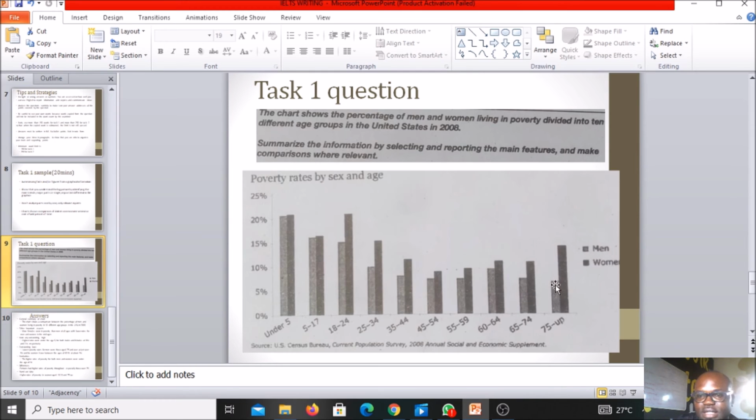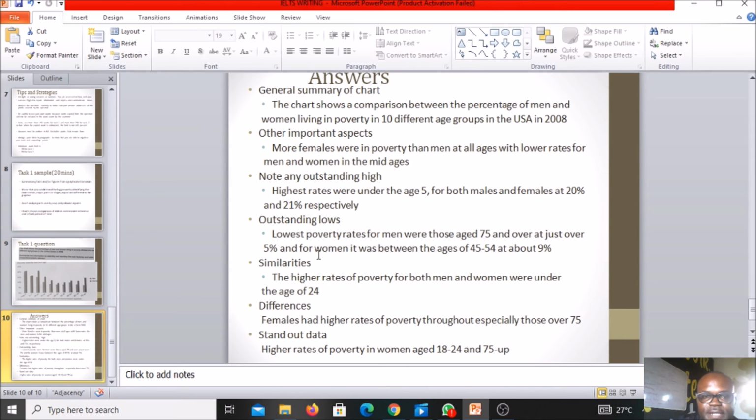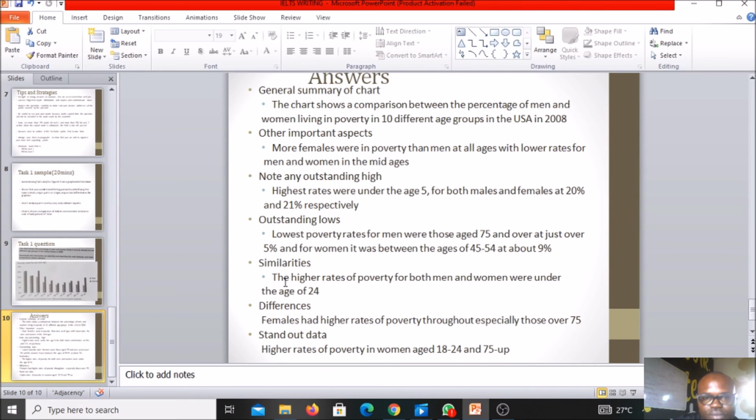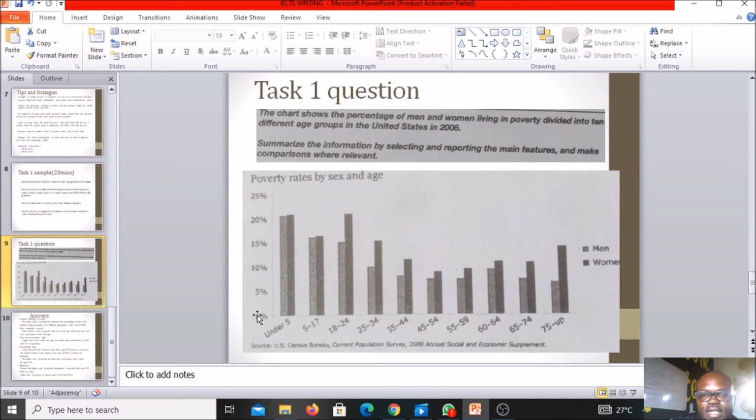So outstanding lows for men and for women. You can see that this is the lowest for men at 75 and up, whereas for female, this is where we have 45 to 54. So that is the point that is made here. Now you look at similarities. Is there any similarity you can get? The higher rates of poverty for both men and women were under age 24. So you can see that under 24, there's always higher rates for male and female. After these 24, these ones are lower.